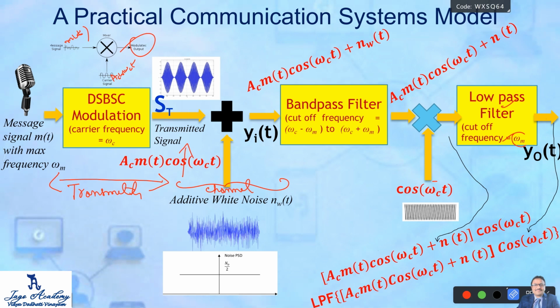Now, what you are interested in is the signal power at the input of the demodulator, noise power at the input of the demodulator, signal power at the output of the demodulator, and noise power at the output of the demodulator. These things we will have to get from these equations. Okay. Now let us do it one by one.